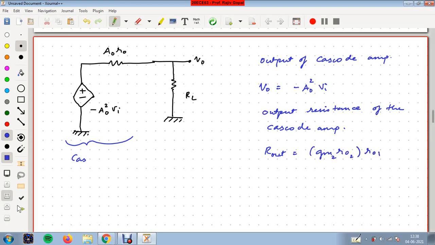But in this diagram, what I'm assuming is both the MOSFETs are identical. So this has become GM times R naught into R naught. This is A naught times R naught, right? So this is what is drawn here. Okay. The assumption here is both MOSFETs are identical.